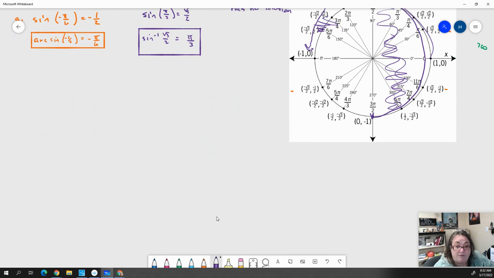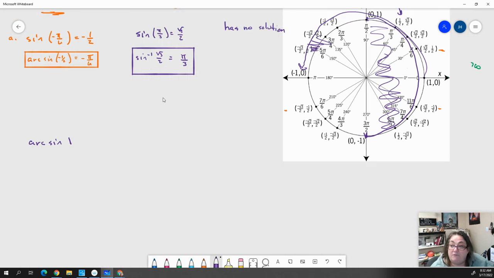So if I were to look at something like arc sine of 1, that would fall into that solution. Because when I see arc sine of 1, I ask, where is y equal to 1? Well, y is 1 up here at pi over 2. So I would go, okay, well, sine of 1 equals pi over 2.